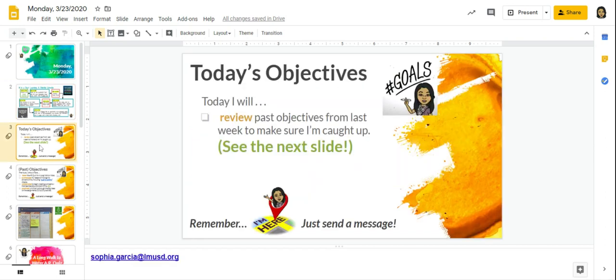So, the next slide here, I start with today's objectives. You know that objectives are important in our class to make sure that you know what you're learning and what you're expected to do, what goals you want to reach for each and every day. So, today's objectives is that you will review past objectives from last week to make sure that you're all caught up. And that will be there on the next slide.